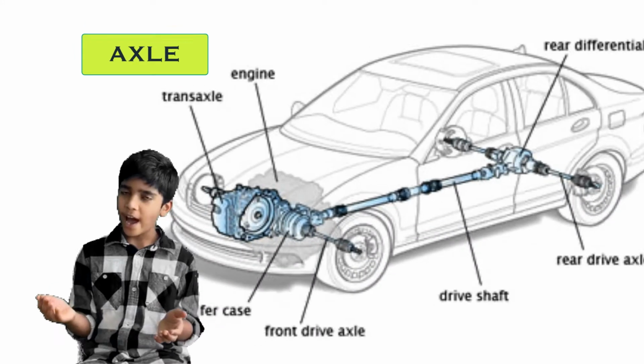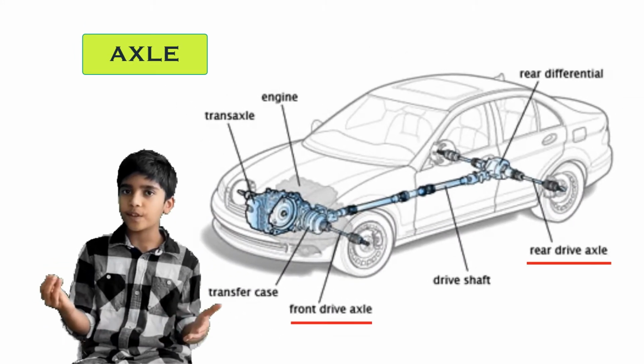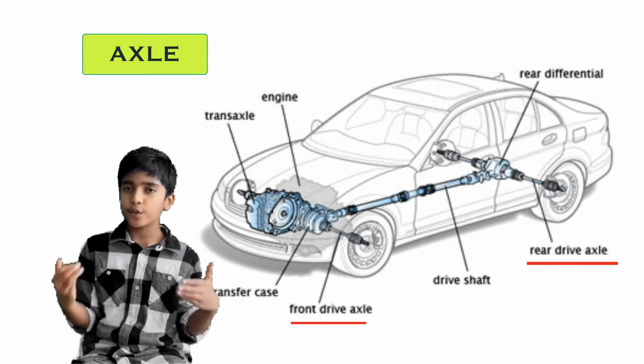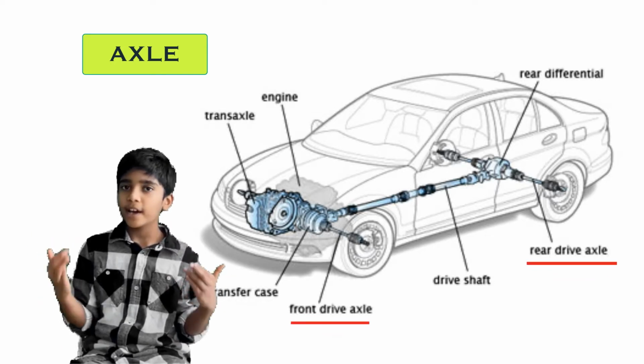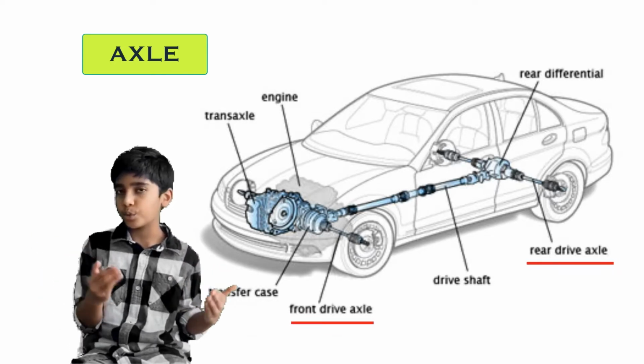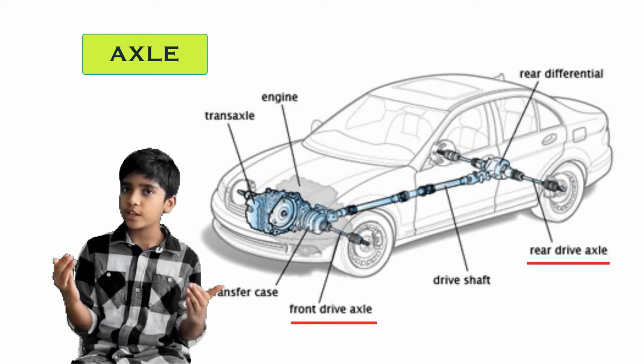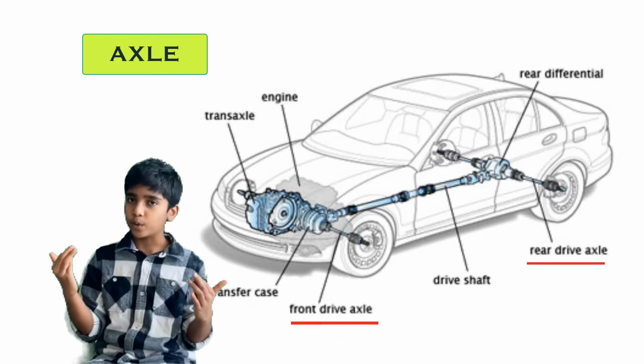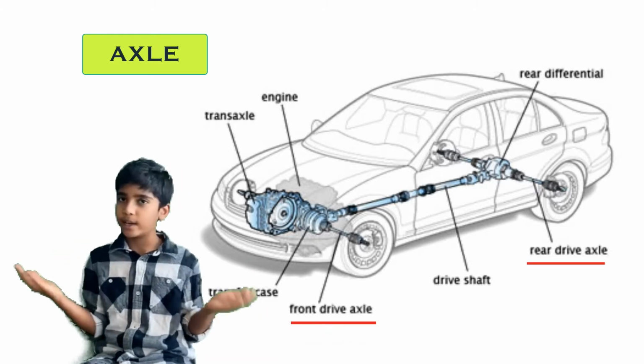The next one is the axle. The front and rear axles are cross members supporting a vehicle where the wheel hubs are attached. Axles are part of your vehicle's suspension system and are responsible for sending power to the wheels from the engine through the transmission and the differential. It links the wheels to the vehicle and supports the weight of each.